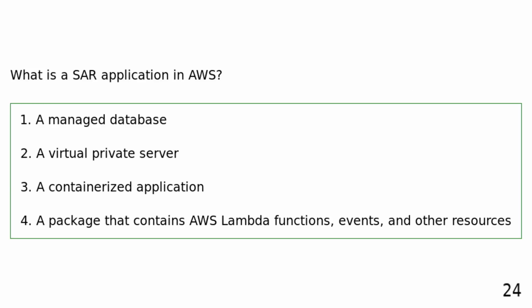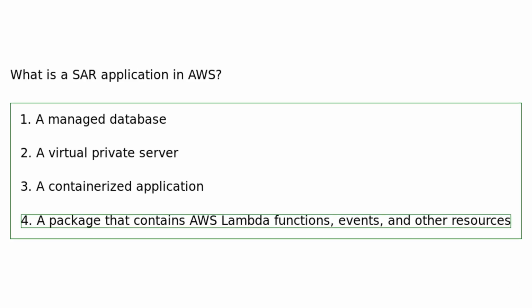What is a SAR application in AWS? A managed database. A virtual private server. A containerized application. A package that contains AWS Lambda functions, events, and other resources. A SAR application in AWS is a package that contains AWS Lambda functions, events, and other resources.